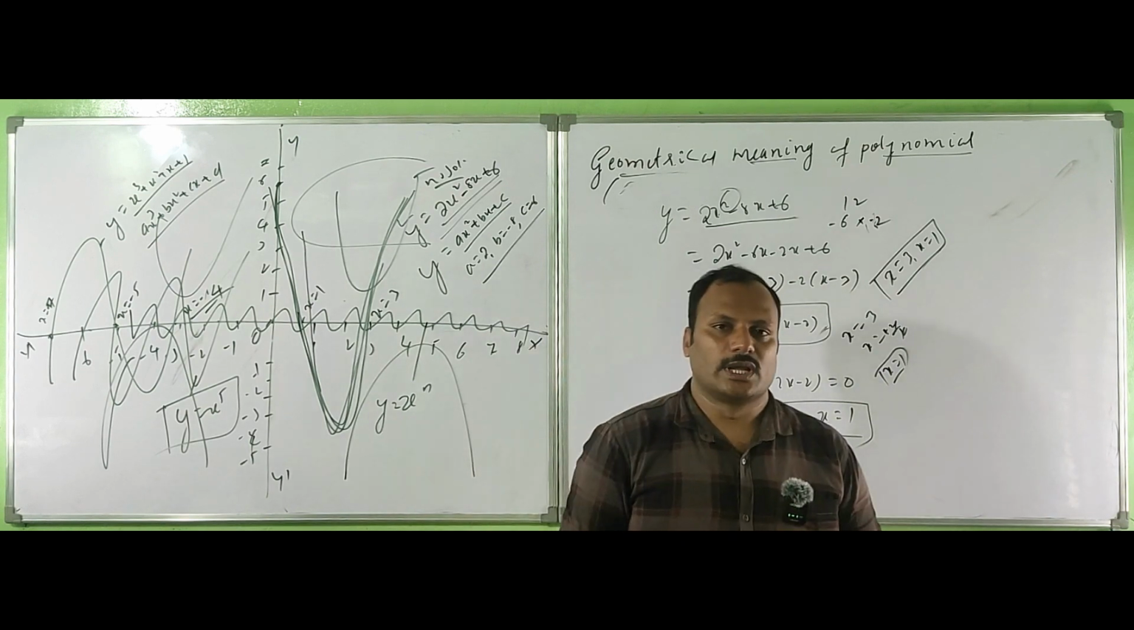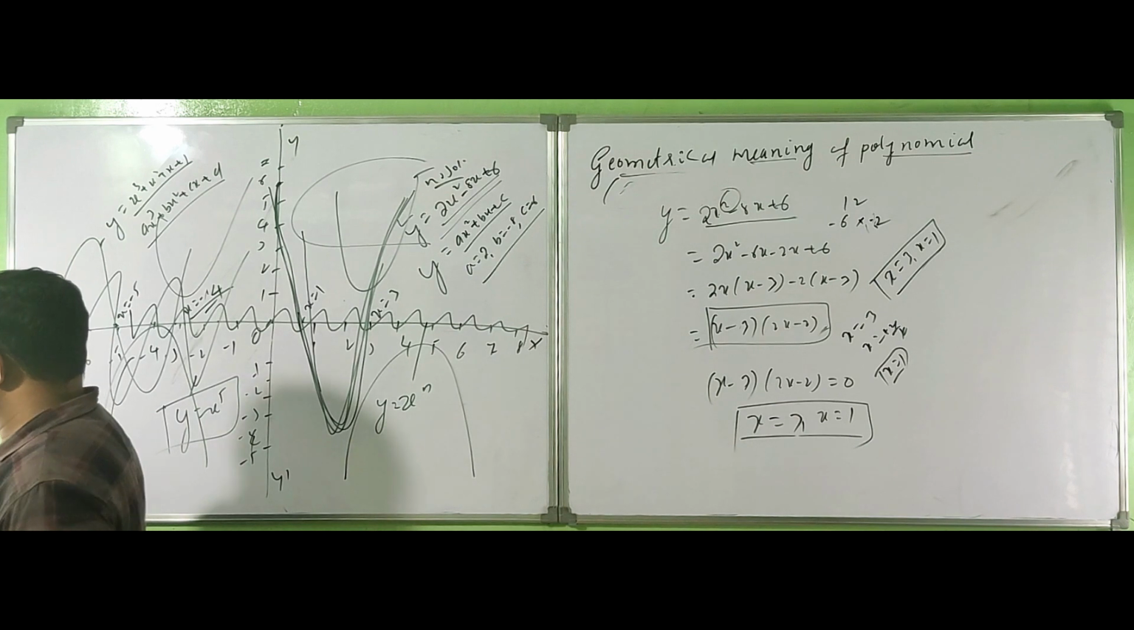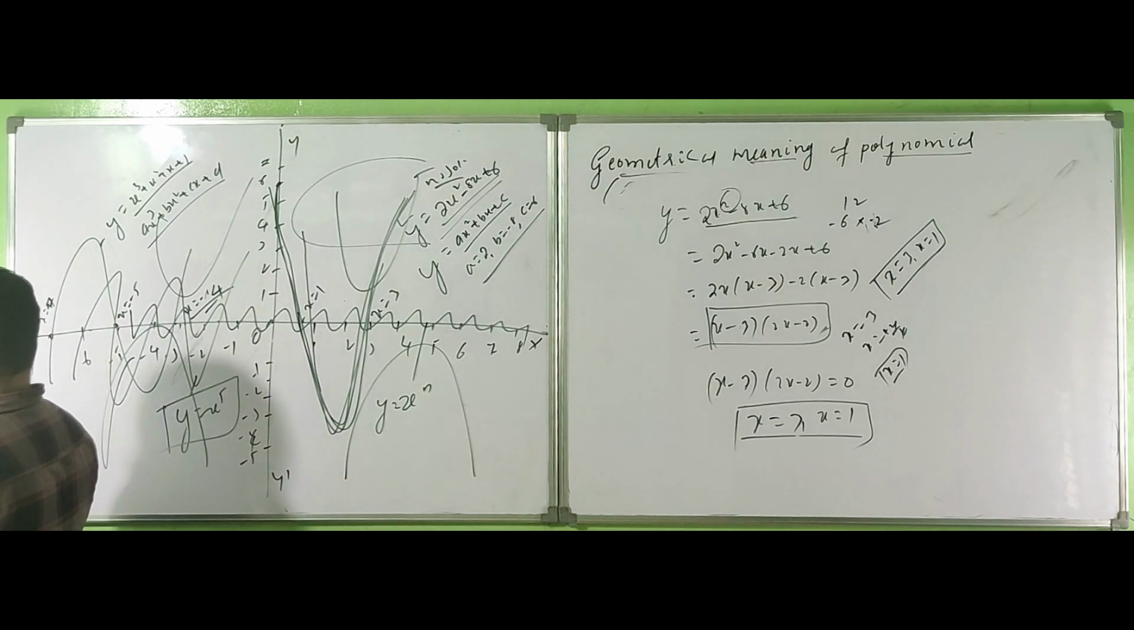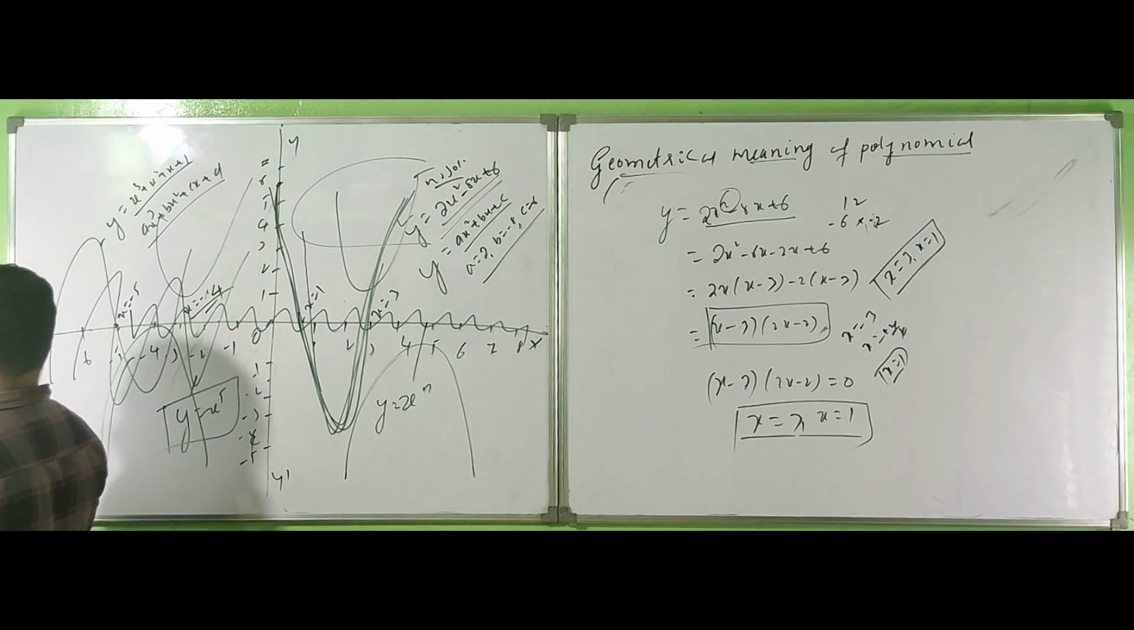That's all for today, and we'll come to the next class: the relationship between zeros and coefficients of a polynomial equation. Next class we can conclude the syllabus also.